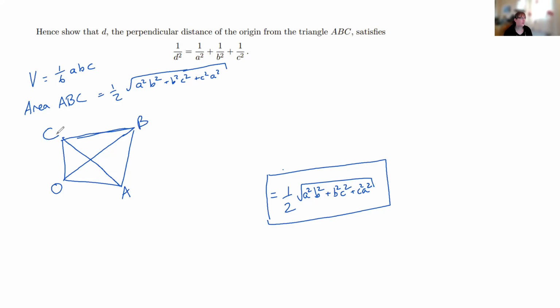So we're trying to find the perpendicular distance of the origin from the triangle. So if I just try and do this in a different color, we're trying to find a distance, something like this, where this line is at right angles to this face. It's a bit hard to draw a right angle to this face there.